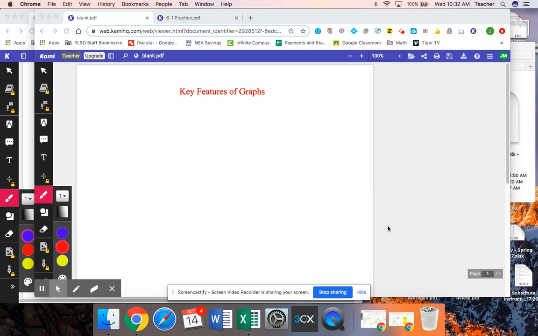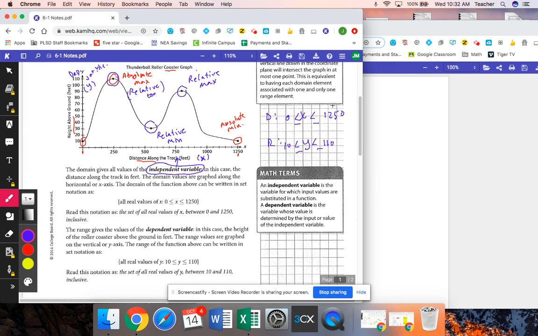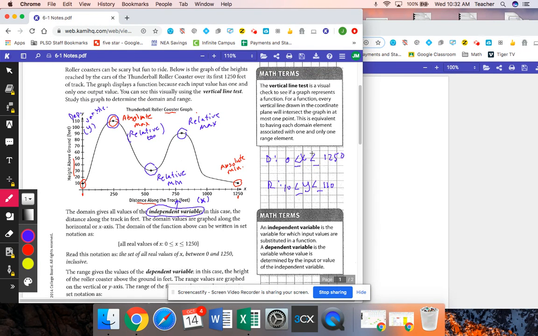This is key features of graphs, the second part. So I started off last time, and when I did that, I used this as an example. I went kind of quickly through this, but I did touch on everything I needed to touch on. I am going to do another example here in a second.